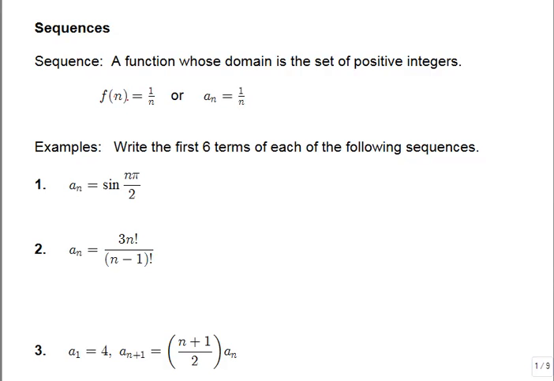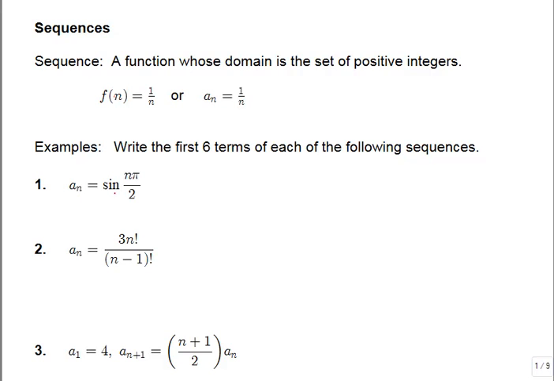Only positive integers. Another way of representing a sequence is by writing its nth term. So that's what this a sub n is. This is the nth term of the sequence, which has as its formula 1 over n. So the first thing you want to be able to do with a sequence is figure out some of the terms. So let's write the first 6 terms of each of the following sequences.